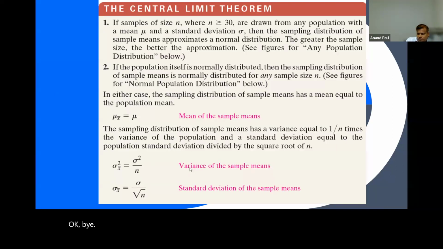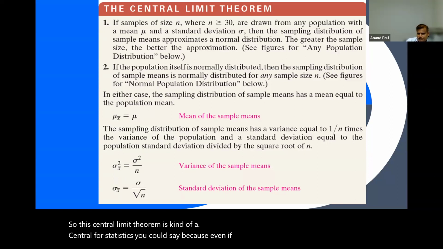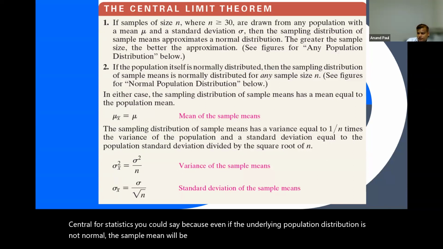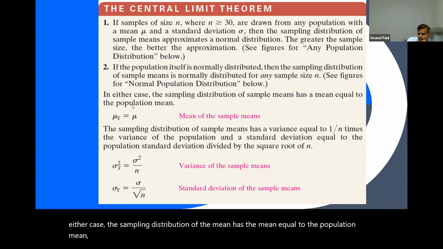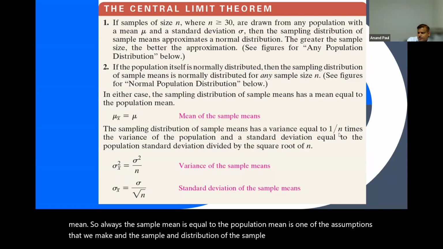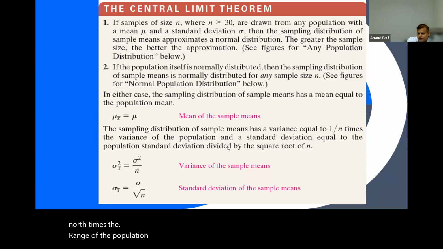Then, this central limit theorem is kind of central for statistics, you could say, because even if the underlying population distribution is not normal, the sample mean will be normal. So that's very unique about this part. So in either case, the sampling distribution of the mean has a mean equal to the population mean. So always the sample mean is equal to the population mean is one of the assumptions that we make. And the sampling distribution of the sample mean has a variance of 1 by n times the variance of the population, and the standard deviation is equal to the population standard deviation.